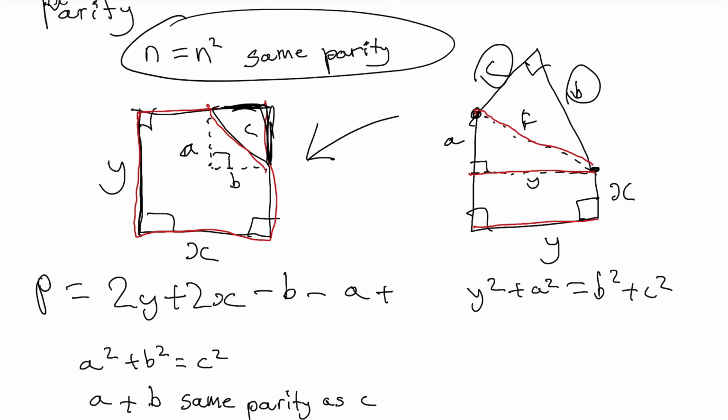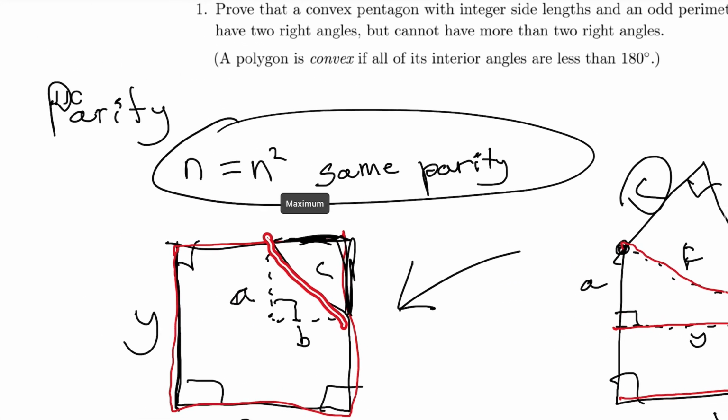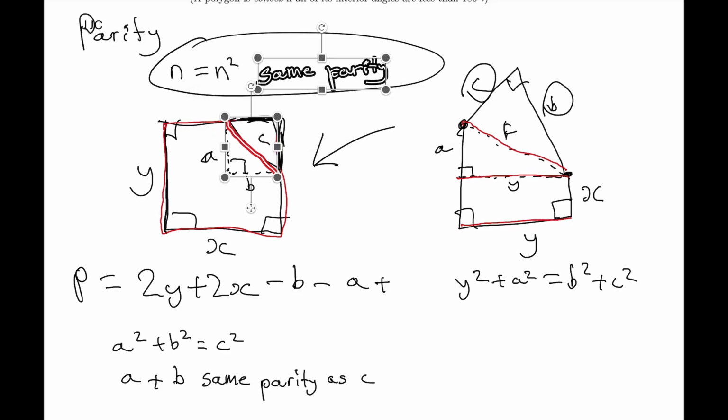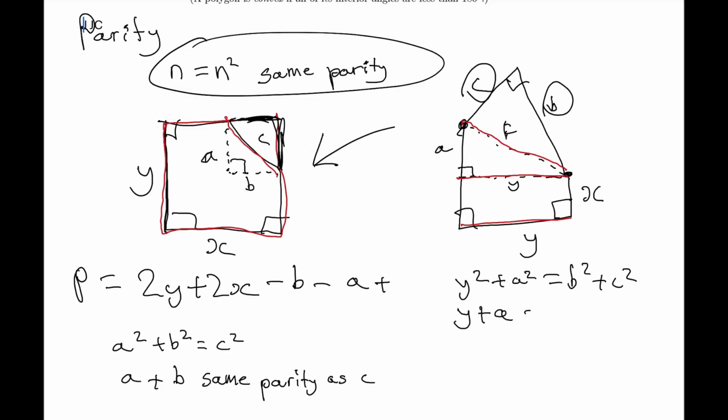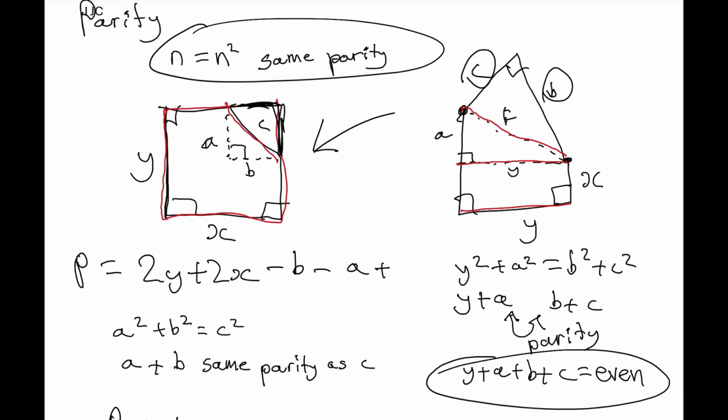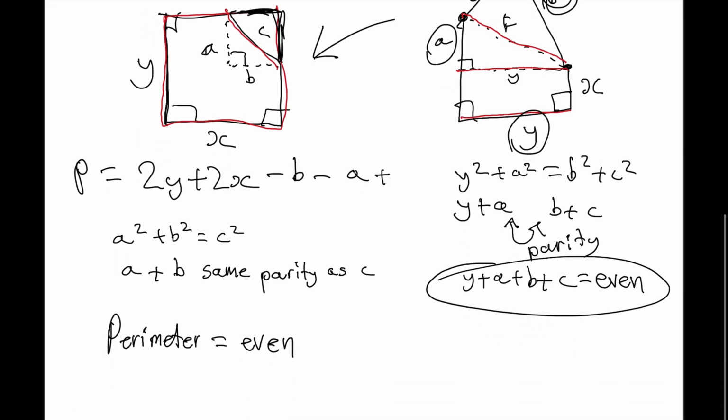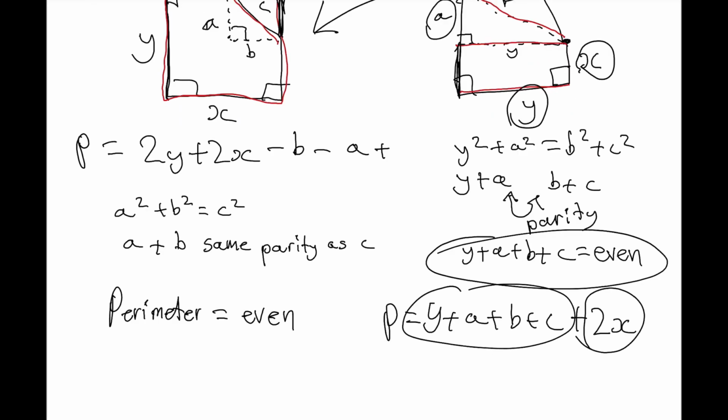Now again, using our n and n squared have the same parity, we get y plus a has the same parity as b plus c. Alright, so they have the same parity, which means if I add y plus a plus b plus c, it will give us an even number. Okay, and remember the perimeter is a plus c plus b plus y, which gives us an even number, and then plus x, and then plus this x. And 2x is even, this is even plus even gives us an even. Hence, this pentagon has an even perimeter.